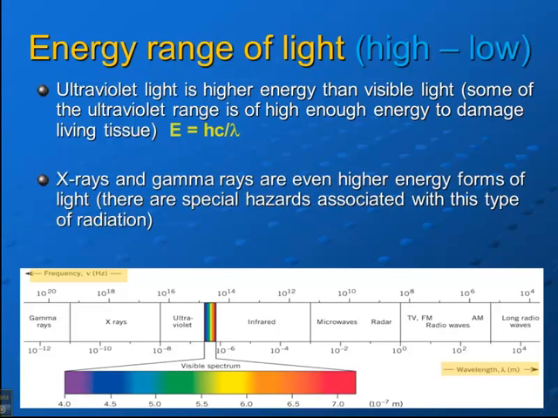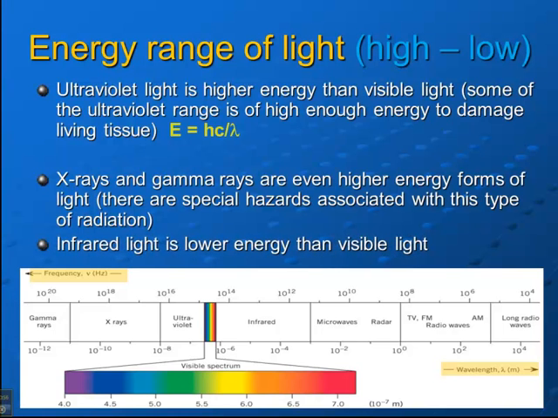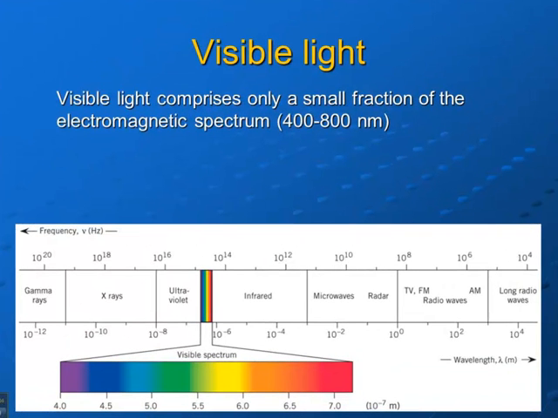So X-rays and gamma rays are higher energy. Ultraviolet light is a high energy. Infrared is a lower energy, and microwaves are lower yet. So now we want to focus on a smaller section of that entire electromagnetic spectrum, which I want to call the visible part of that spectrum, because that's the portion of the spectrum that you're probably more familiar with because our eyes respond to those wavelengths.